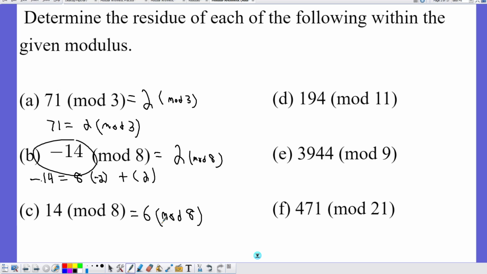Okay, 194 mod 11. So I'm going to divide 11 into 194. It goes into 19 once. So we have 11. 19 minus 11, giving us 8. Drop the 4. It would go into 84 7 times for 77. 84 minus 77 would be 7, with the remainder of 7. So 194 mod 11, we get 7.